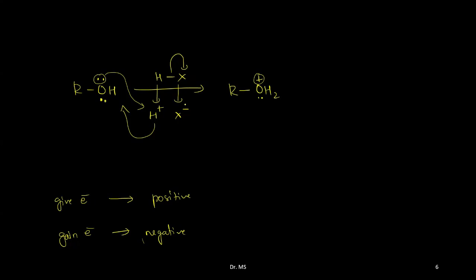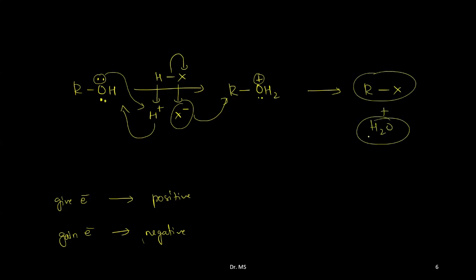And this X minus now has good wealth, so it will try to attack this R. When it attacks the R, the OH2 will leave and the X will bind to R. So you will get the alkyl halide and water as a byproduct. This is the mechanism behind it. For boards you don't need this mechanism, but for NEET you need it. For the NEET exam, it is important.